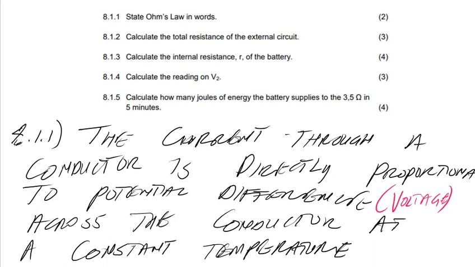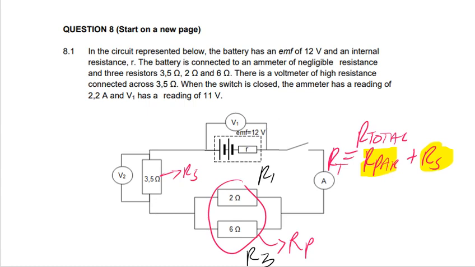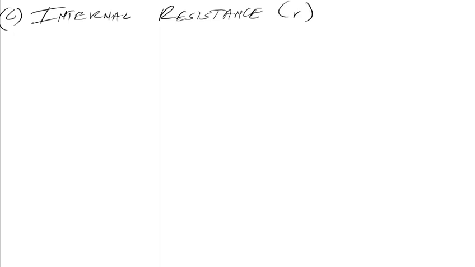The next question says, calculate the internal resistance of the battery. So the internal resistance, the small r, this one right here. We want this r of the battery. Remember, in order for you to calculate the internal resistance, I'll just say C, internal resistance. It's a small r, the resistance of the battery.